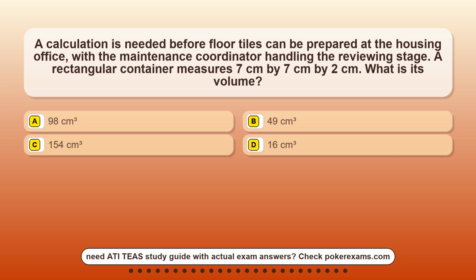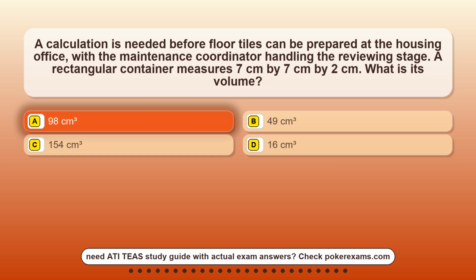A calculation is needed before floor tiles can be prepared at the housing office, with the maintenance coordinator handling the reviewing stage. A rectangular container measures 7 cm by 7 cm by 2 cm. What is its volume? Option A, 98 cubic centimeters. Option B, 49 cubic centimeters. Option C, 154 cubic centimeters. Option D, 16 cubic centimeters. The correct answer is option A, 98 cubic centimeters.